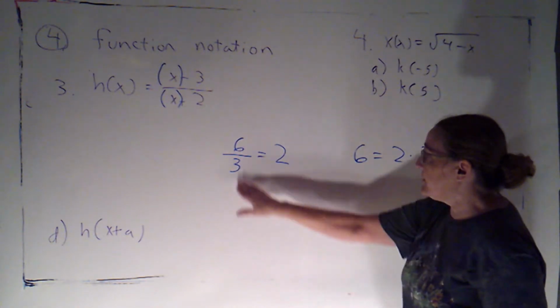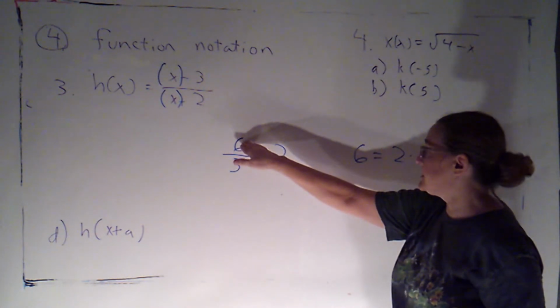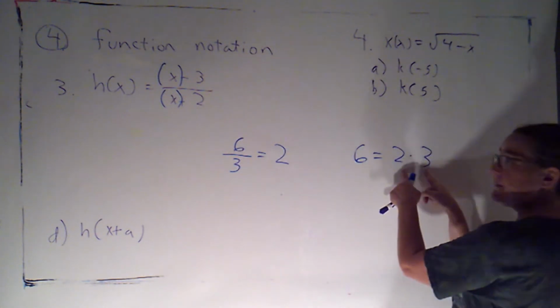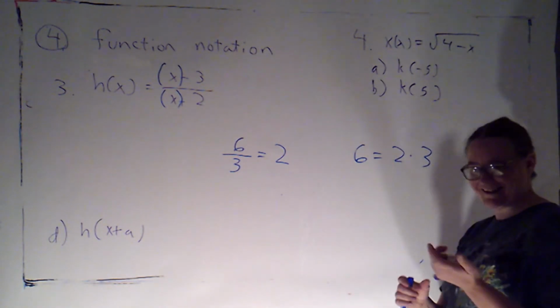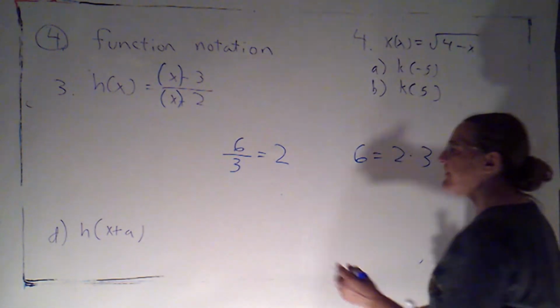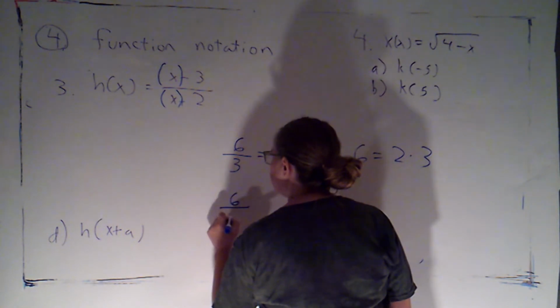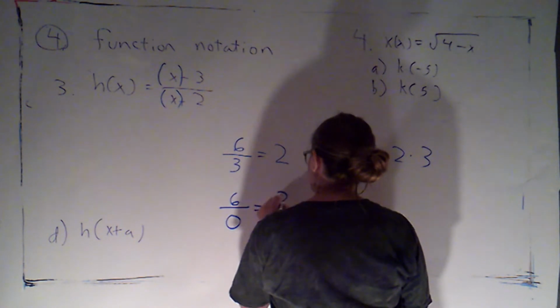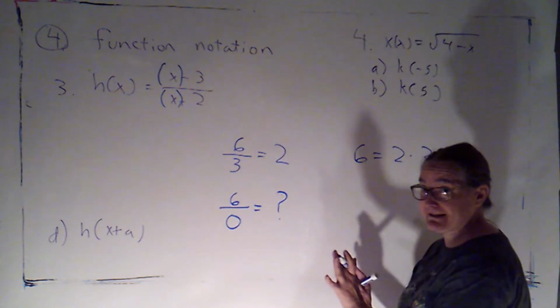I'm basically saying, how many times does 3 go into 6? Well, it goes in twice. So if I have 2 copies of 3, that's going to build me a 6. If I were to try to divide by 0, now, I can't actually do that.